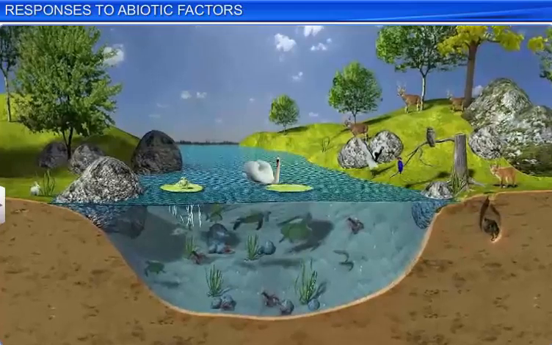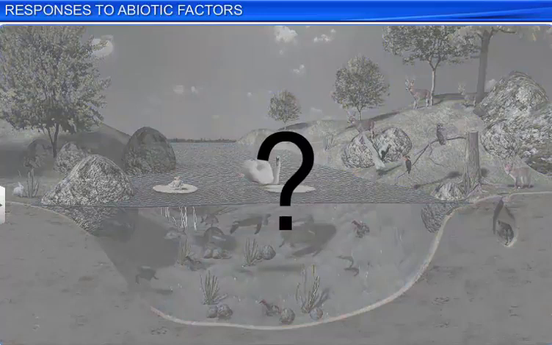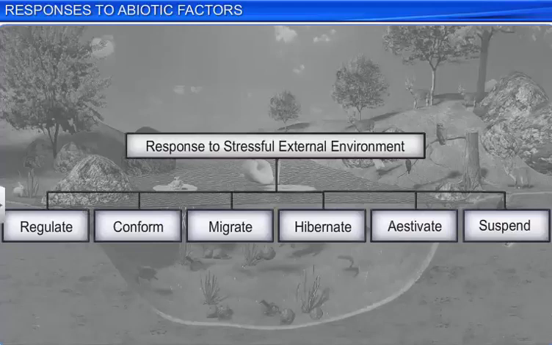Such artificial means do not exist for animals and plants in nature. So, how do they cope with such adverse situations? There are various ways by which organisms can respond to adverse external environments. They can regulate, conform, migrate, hibernate, estivate, or suspend themselves under such circumstances. Let's take a look at each situation.